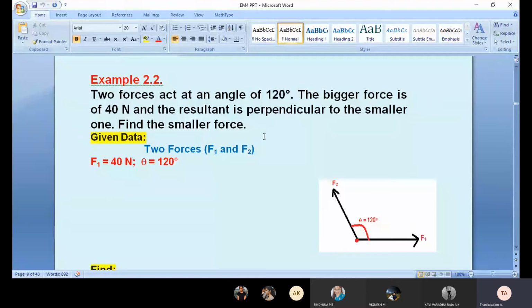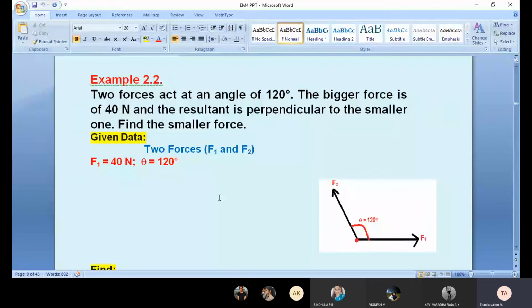See, the condition is given: the resultant is perpendicular to the smaller one. We know 120 degrees is above 90 degrees, no? Per quadrant it is 90 degrees, so above 90 degrees means 120. That's why I have drawn the bigger angle. See here, F1, F2, the graph representation, the angle 120 degrees. The resultant is perpendicular to the smaller one. Which is the smaller one? F2.